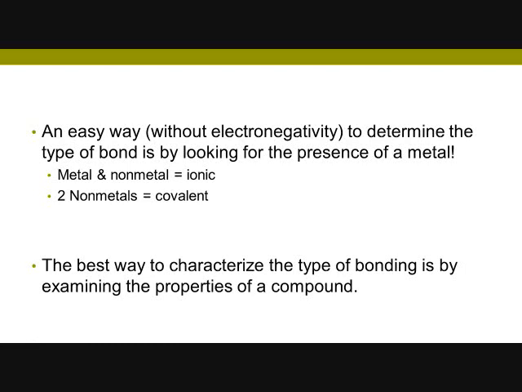An easy way without electronegativity to determine the type of bond is by looking at whether it has a metal, which we did in Chem 1. This is our general way of identifying. If it contains a metal with a non-metal, then it's going to be ionic without fail. But if you have two nonmetals involved in a bond, then that's definitely covalent. In general, the best way to characterize the type of bonding is by examining the properties, but this is a good, easy way if you don't have electronegativity numbers. This is what you did in Chemistry 1, so it should not be a big deal.